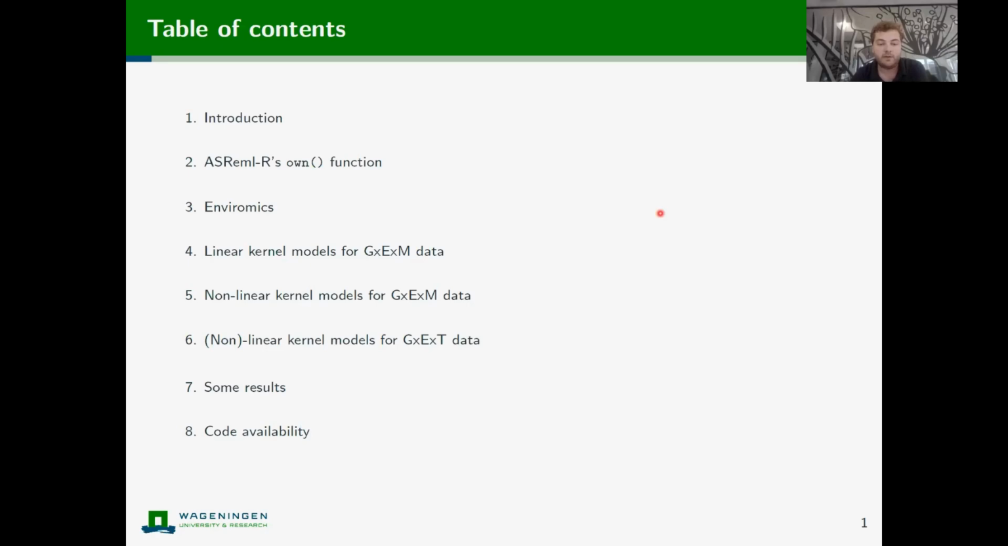Then I'll have a quick note on modeling multi-trait data. So instead of modeling genotype by environment by management, we'll be looking at genotype by environment for multiple traits. I'll show just a few results that I've had so far, and then I'll make a note on code availability. So if you want to try it yourself, or adapt it to your specific use case, you'll be able to use the code as well. So with that, I'll start with the introduction.